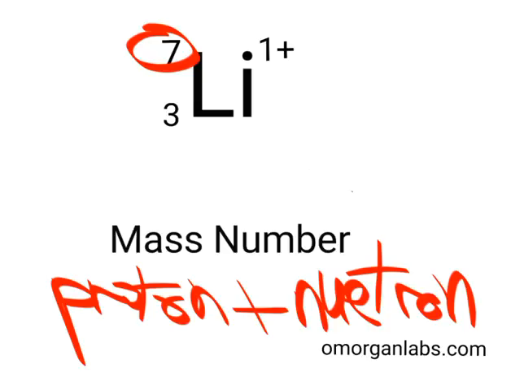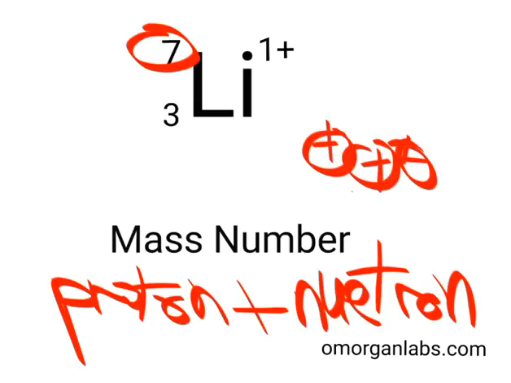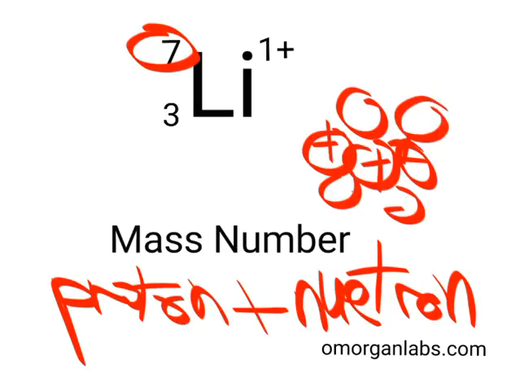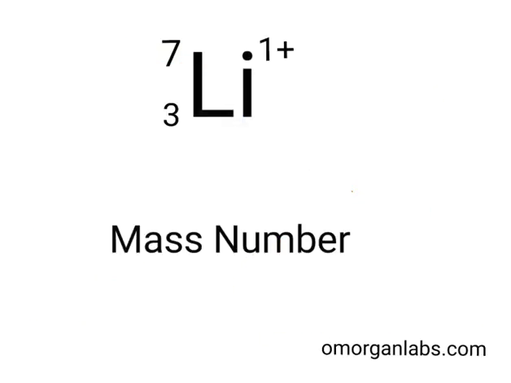So it's important. For this one, we have our 3 protons, right? That comes from our atomic number. But protons plus neutrons have to equal 7. So that means we have 4 neutrons in the nucleus. So we have 3 protons, 4 neutrons. 3 plus 4 is 7. Pretty simple, huh?